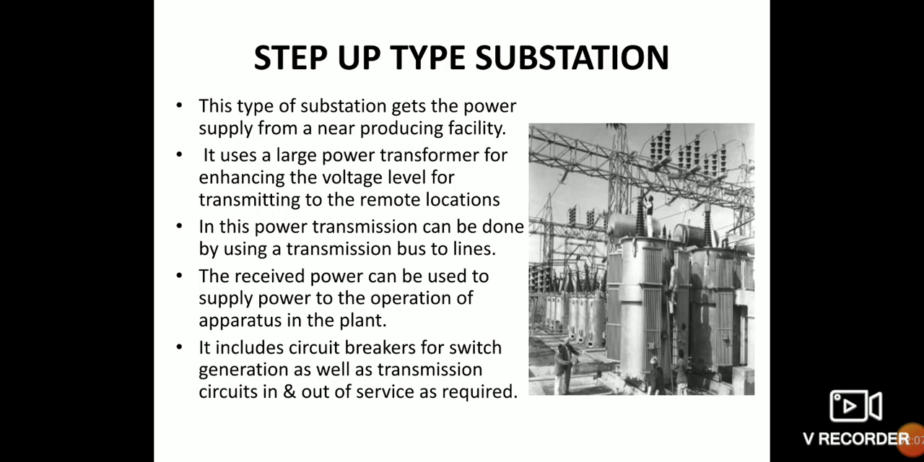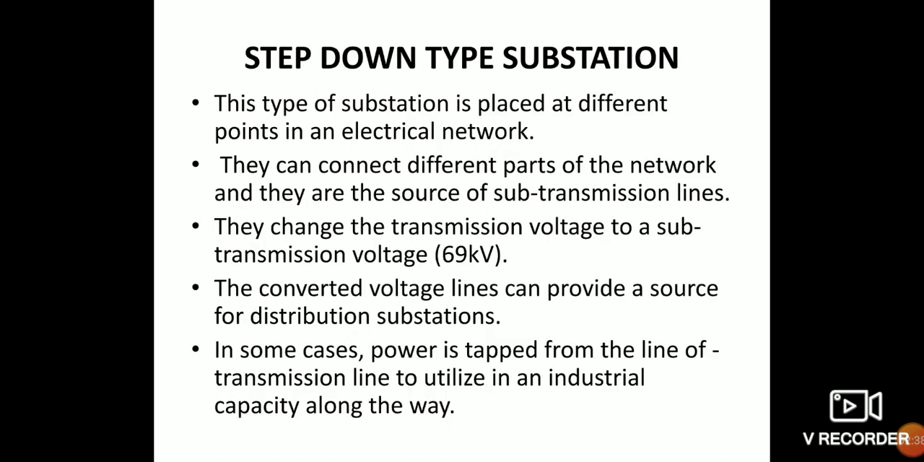These generally require large power transformers to enhance the voltage from low level to high level. In this, power transmission can be done by using a transmission bus or lines in order to transmit high voltages. The power received from the generating station is used to operate other equipment located in the substations. These step-up substations also include circuit breakers, fuses, etc. and other protective devices in order to protect the equipment from getting damaged.